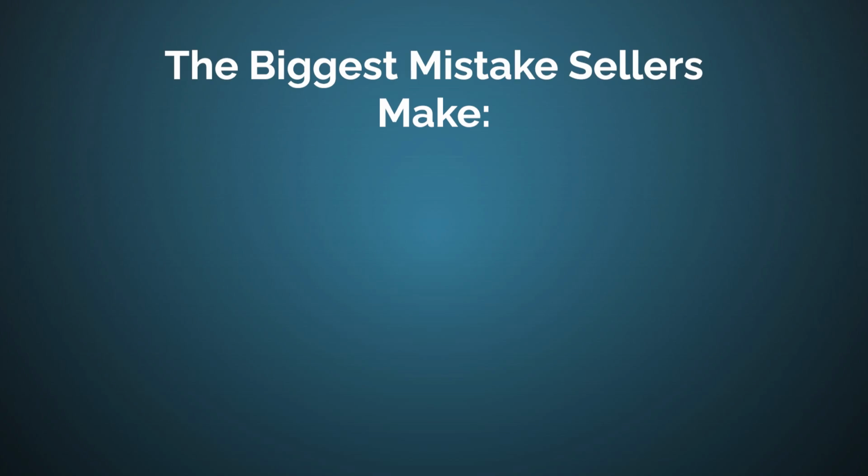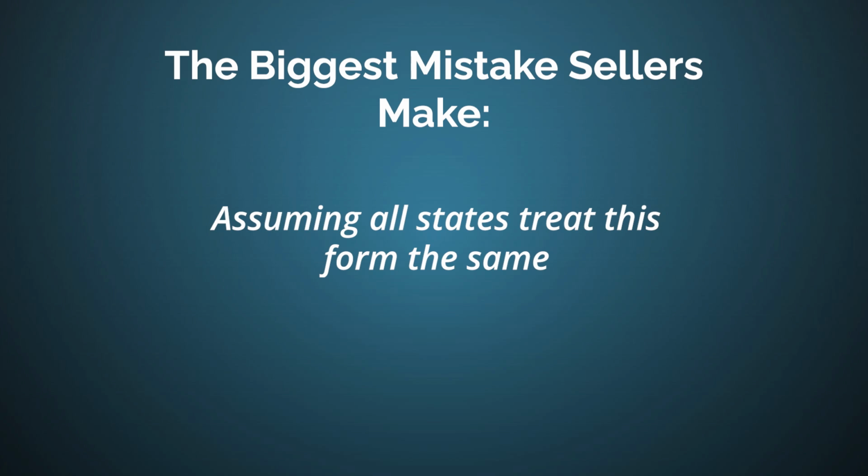For example, Florida requires the seller to get an additional authorization number from the Department of Revenue. Arizona and several other states say it's only valid for resale, not for any other types of exemptions. So read those pages carefully. Yes, they're boring, but don't skip the fine print. The biggest mistake that sellers make is assuming that all states treat this form the same.